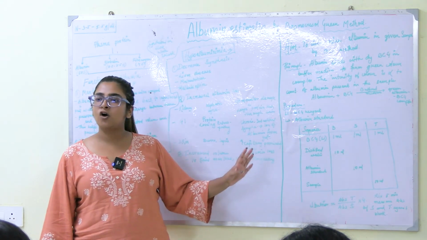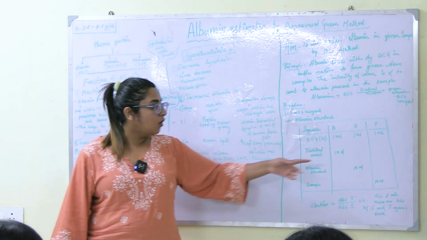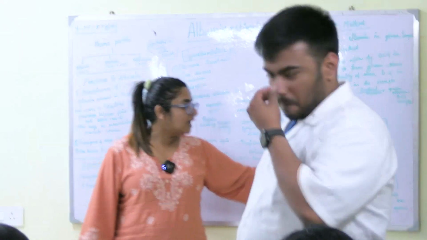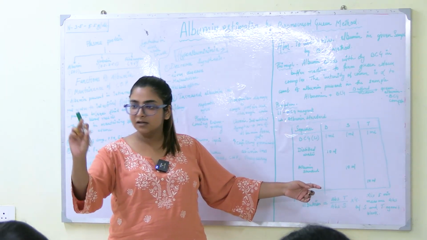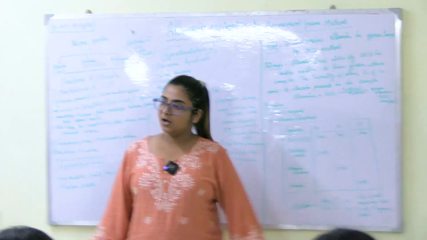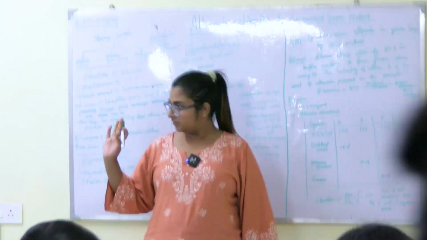Now distilled water we always use for the blank. So 10 microliter of distilled water in the blank, 10 microliter of albumin standard in the standard, and 10 microliter of the sample in the test. Clear, all of you? Or should I repeat? Okay.